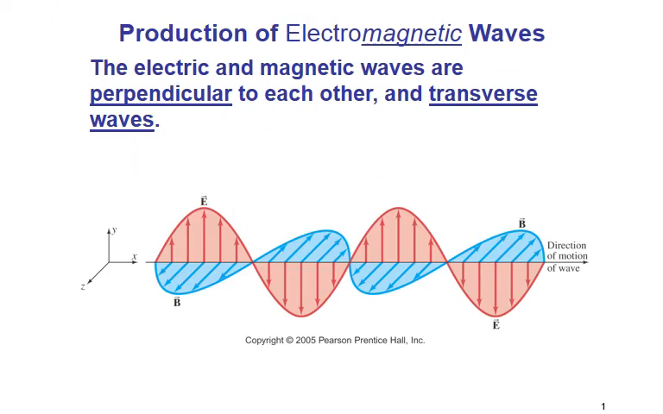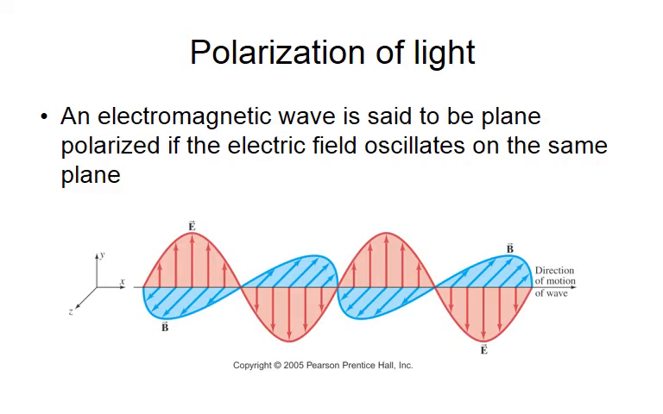All right, so we've looked at how electric and magnetic waves in an electromagnetic wave are perpendicular to each other. They're transverse waves as they go across. And that's going to be important as we move into our next section here. The polarization of light is a really interesting phenomenon, and we've been building to be able to look at it now. Some of the things that we've looked at in this unit allow us to look at this. So an electromagnetic wave is said to be plane polarized if the electric field oscillates in the same plane.